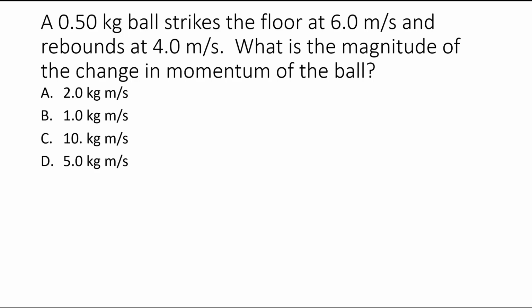So let's try this again. A 0.5 kilogram ball strikes the floor at 6 meters per second and rebounds at 4 meters per second. What is the magnitude of the change in momentum of the ball? Pause and try to work this one out. And let's solve it. Change in momentum, delta p, would just be the final momentum minus the initial momentum.